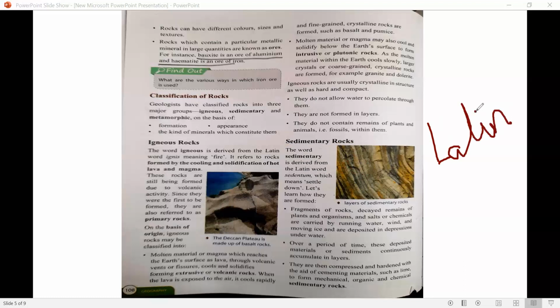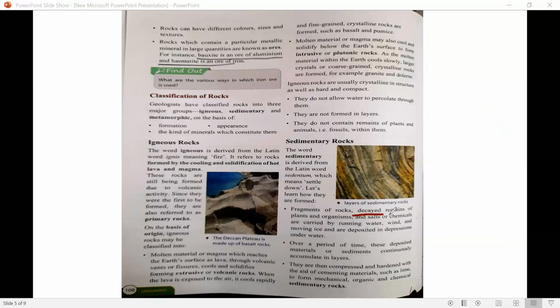The Latin word that I told you before was ferrum. On the keyboard, my writing is coming out ugly. Ferrum is the word for iron, but over here we are studying sedimentum, which means to settle down and to form sediments. The word sediments comes from the word sedimentum. Let's learn how they are formed.